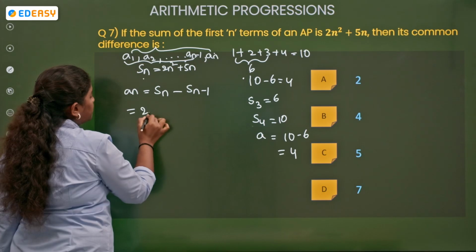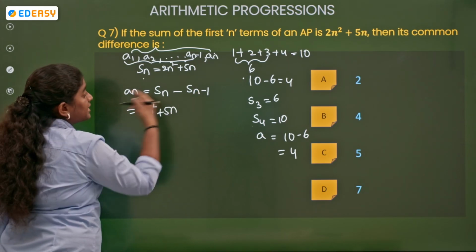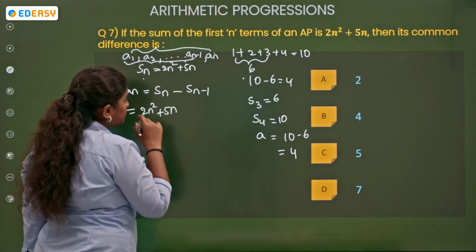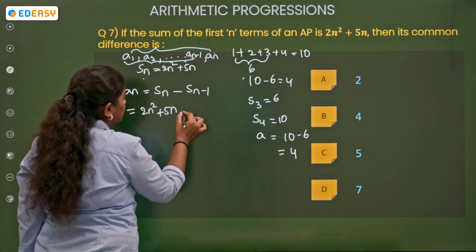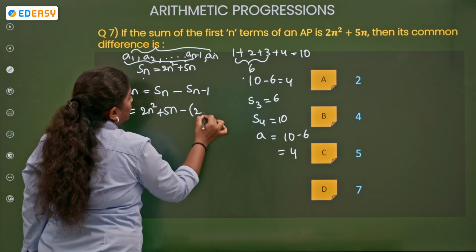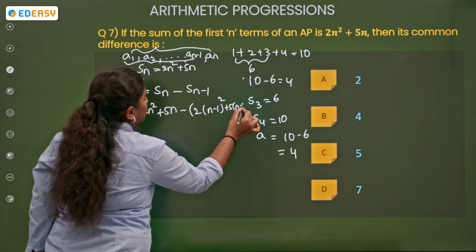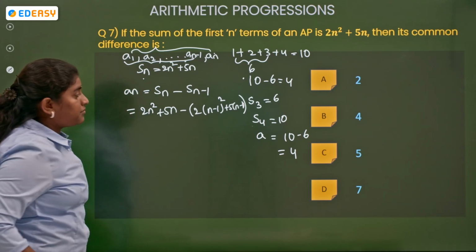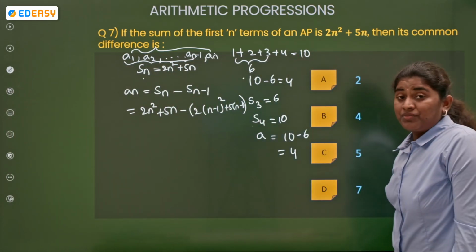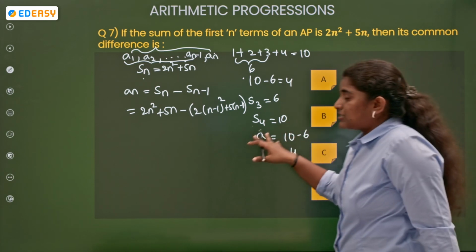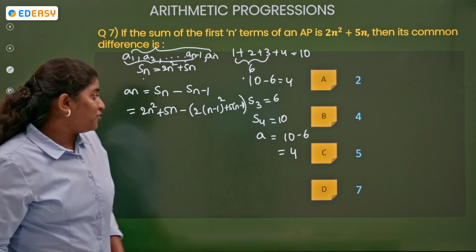Now, place those values in your given equation. Sn is given by 2n square plus 5n. And what about your Sn minus 1? So Sn minus 1 will become, keep n minus 1 in the place of n, that is 2 into n minus 1 whole square plus 5 into n minus 1. Clear about this, everyone? Any doubt for anyone? If you are having any doubts, just raise your doubts now. Understood? Nice.